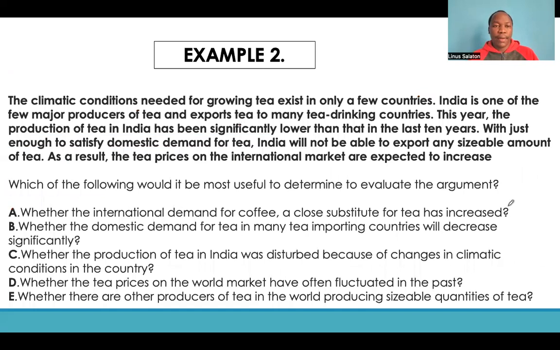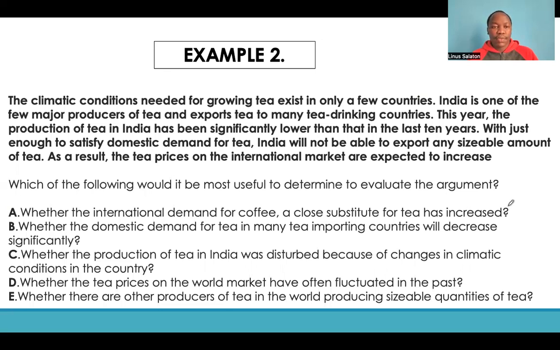Let's look at a second example. The climatic conditions needed for growing tea exist in only a few countries. India is one of the few major producers of tea and exports tea to many tea drinking countries.